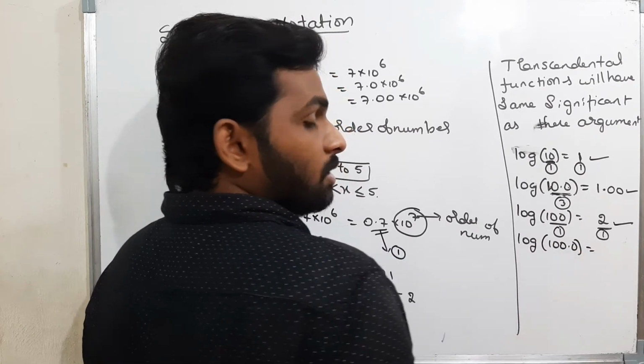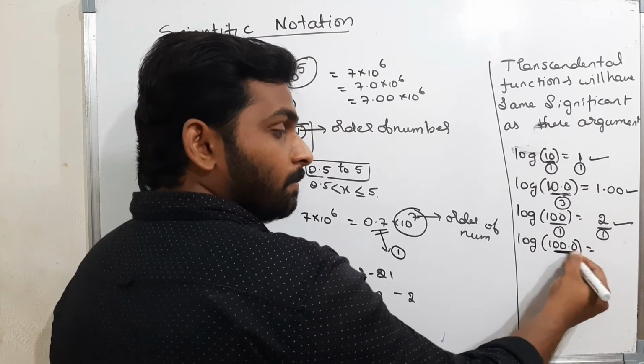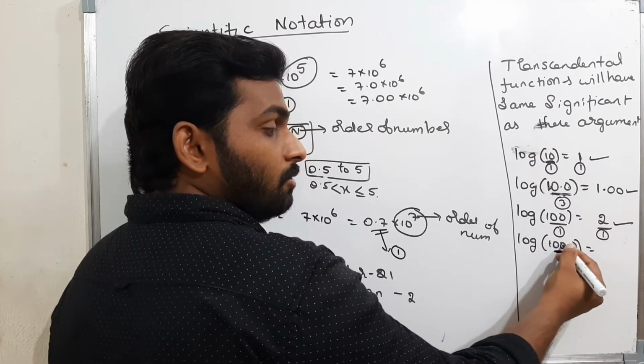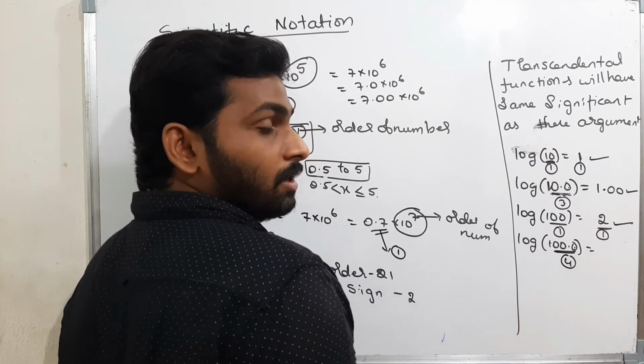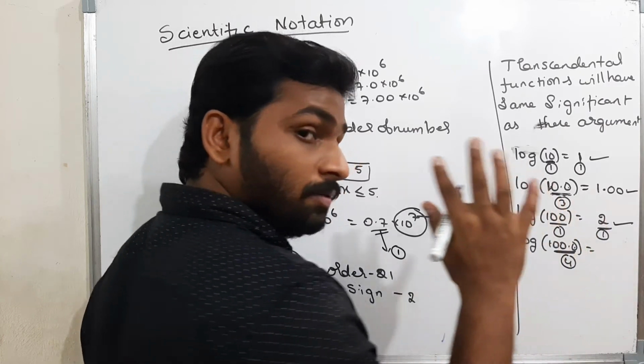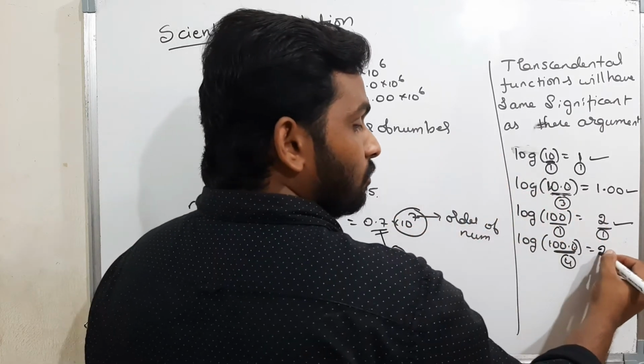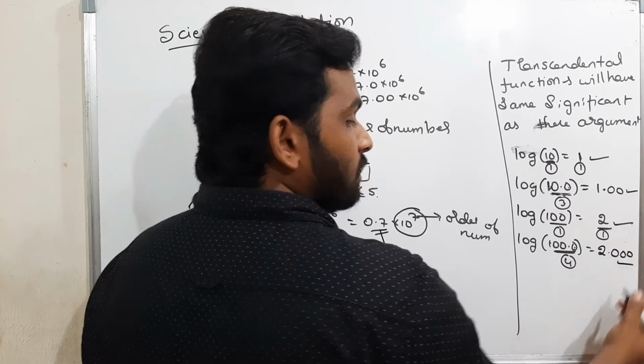Now this one, log 100.0. Now see how many significant figures are there? The number of significant figures are 1, 2, 3, 4. 4 significant figures are there. Therefore, in the answer also there must be 4 significant figures. That is 2.000. This is the answer.